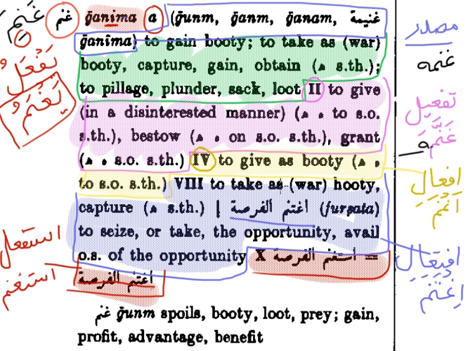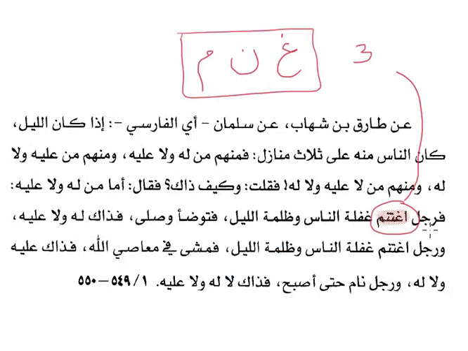Now, which word are we looking for? We're looking for the word with the meaning of ightanama. So it means to take as booty, to capture, to seize, to take the opportunity, to avail the opportunity. So here, if you go back to that text, the word ightanama means to seize and take opportunity. This would fit best over here, and that's how you use the dictionary.